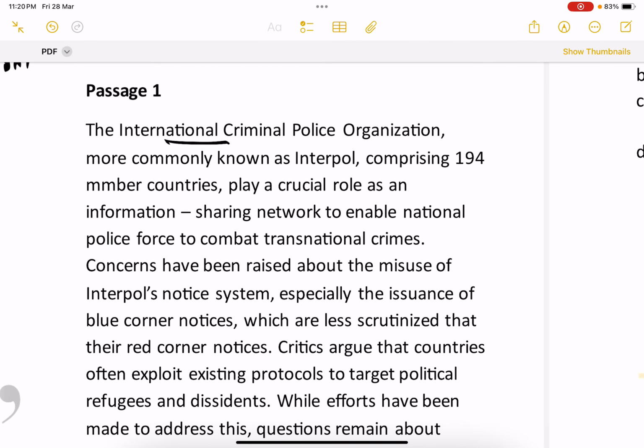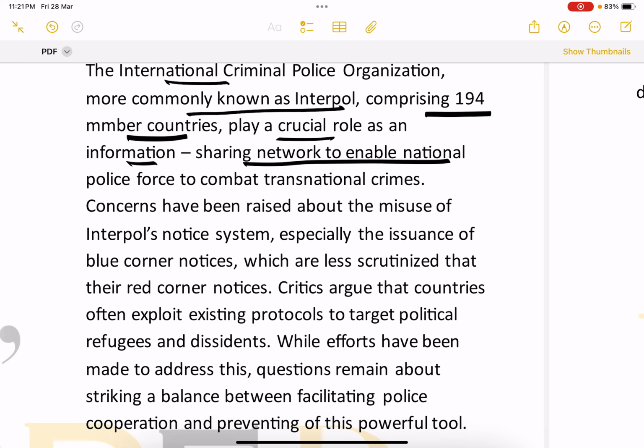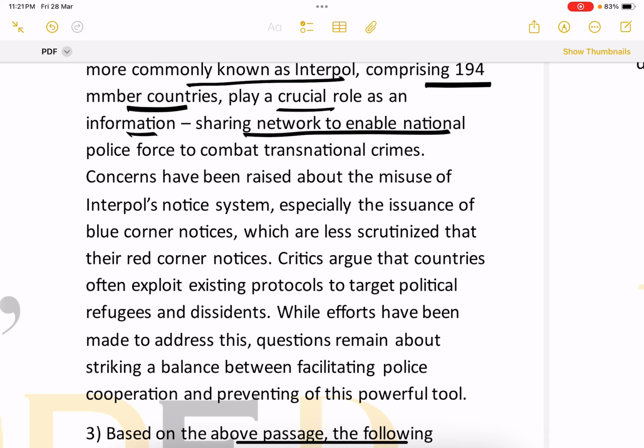International Criminal Police Organization, more commonly known as Interpol, comprising 194 member countries, plays a crucial role in information sharing network to enable national police forces to combat transnational crime. Okay. Concerns have been raised about the misuse of Interpol's notice system, especially the issuance of blue corner notices, which are less scrutinized than their red corner notices. Critics argue that countries often exploit existing protocols to target political refugees and dissidents.